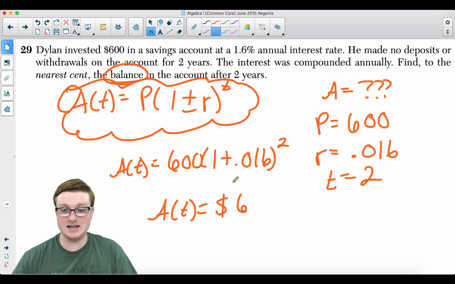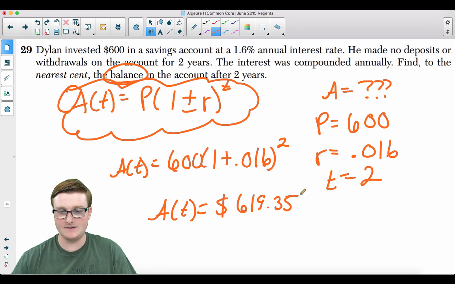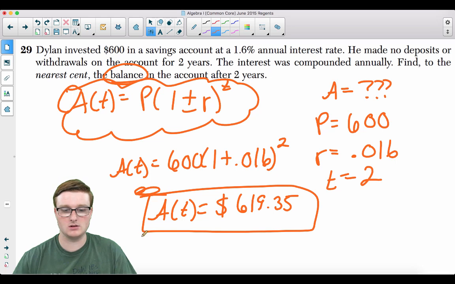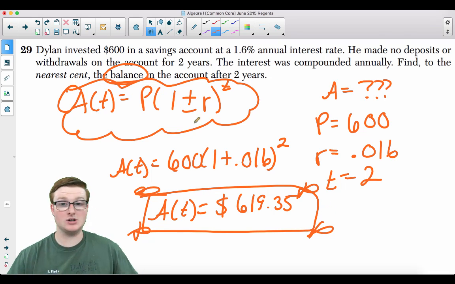That's how much money is left in his account after 2 years. All right, star that answer, and that's it. All right, question 30.